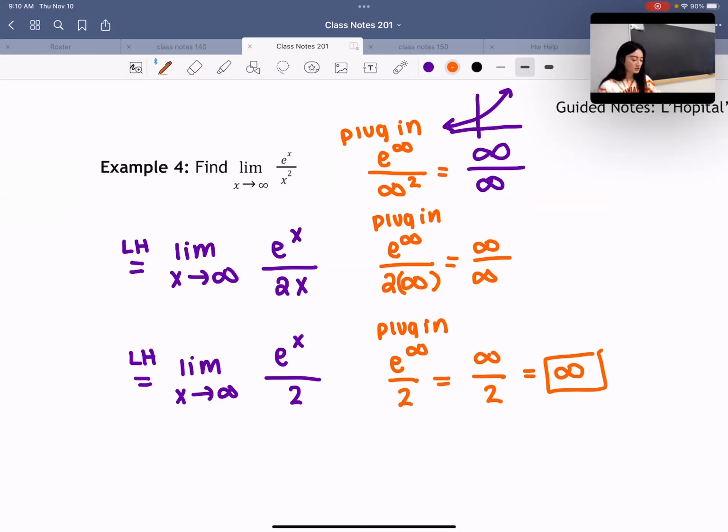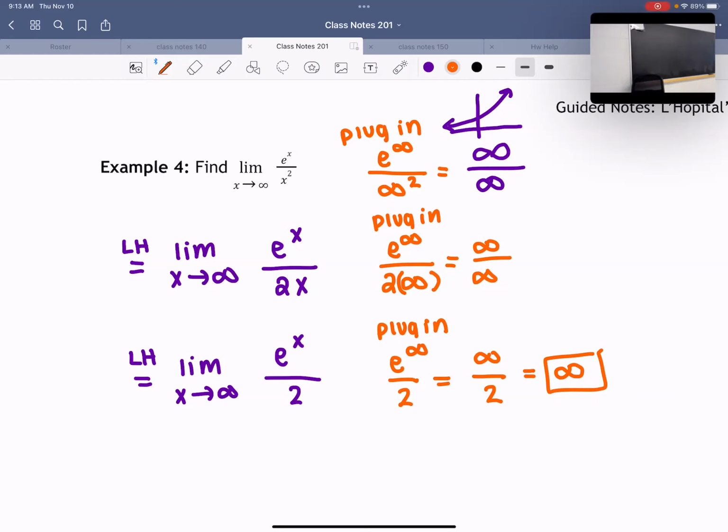Some things I want you to note. L'Hopital's rule is the derivative of the top over the derivative of the bottom. It's not the quotient rule. I know it's very tempting to do the quotient rule here. Don't do it, okay? I want you to try example number 5, very similar to what we did before. And if you're done that, you can try example number 6 too.